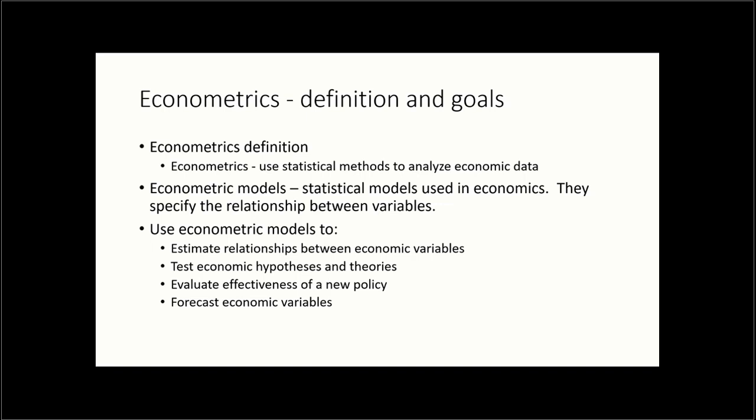They basically specify the relationships between the variables. So we typically have one dependent variable, the variable that we try to explain, and several independent variables. So that is true across most models that we will talk about later on. So we can use econometric models to, first of all, estimate relationships between economic variables. So we want to know how do two variables relate to each other.